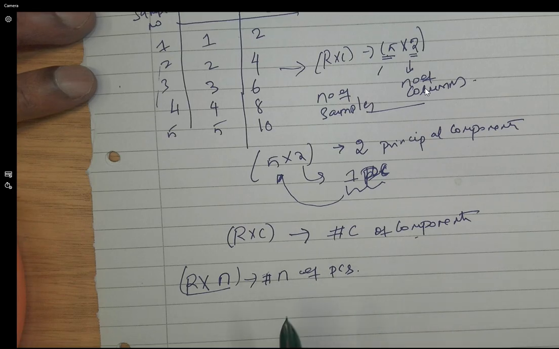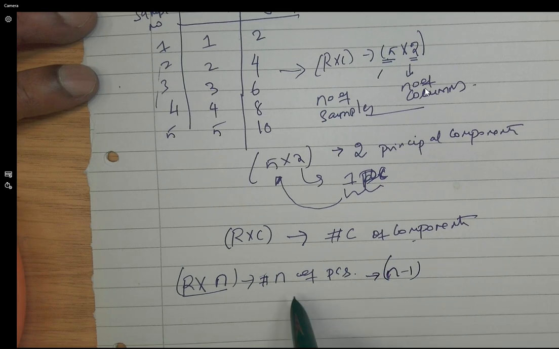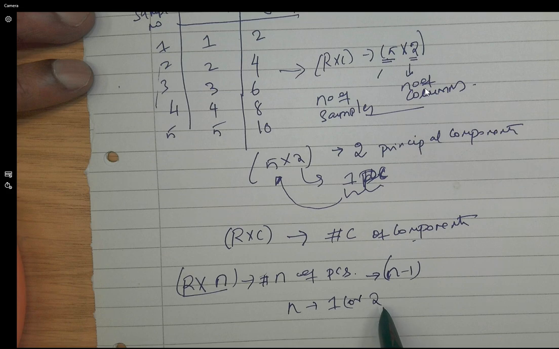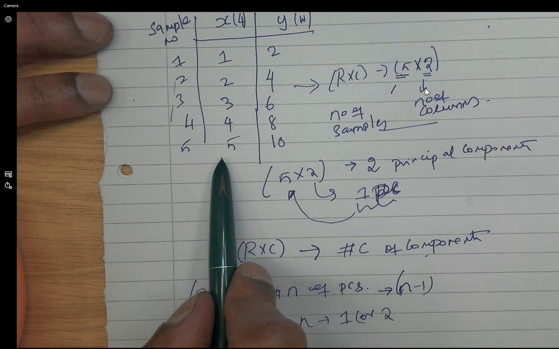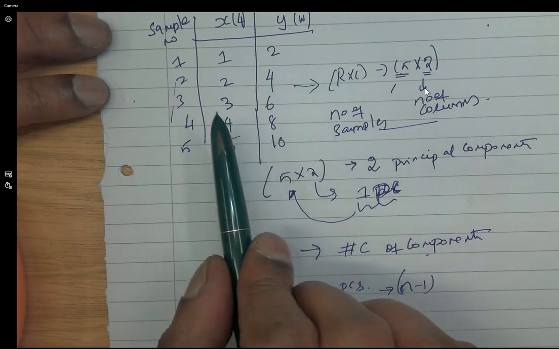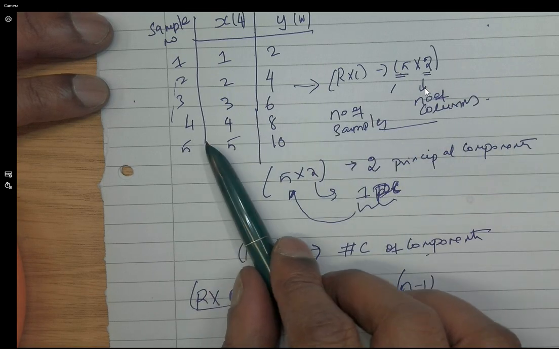Yes, and if you have to reduce the number of dimensions, we can reduce from 3 to 2, or maybe 2 to 1, or maybe n to n minus 1, or maybe n to 1 or 2 components. So the number of components that we need to capture all the information in the data, irrespective of the number of columns. You may have 1 column, 2, 3, 4, 5, 6, any number of columns.